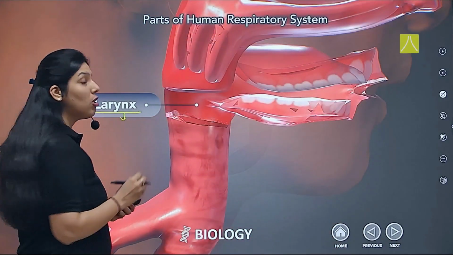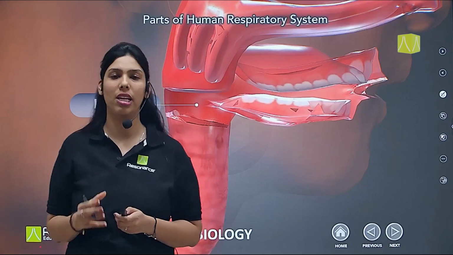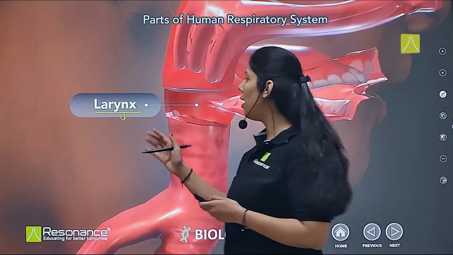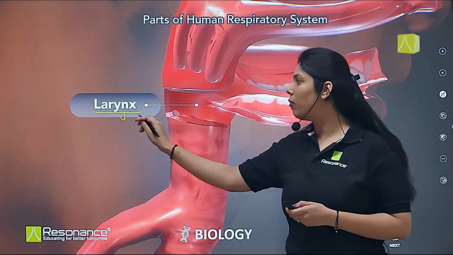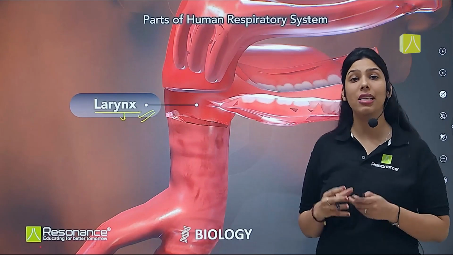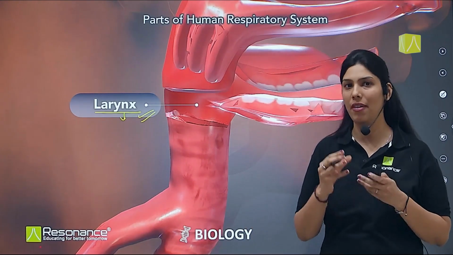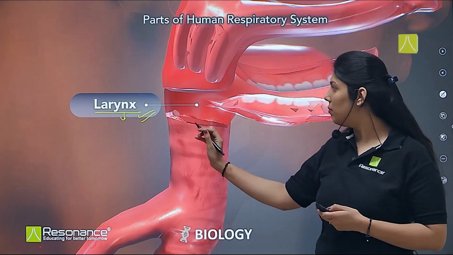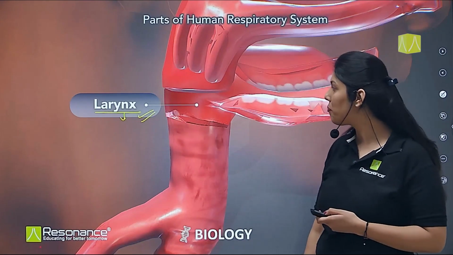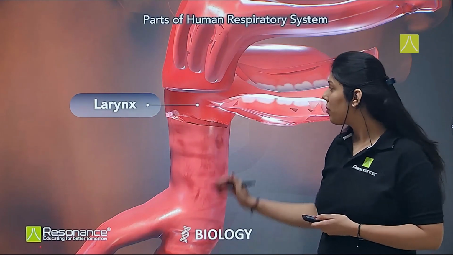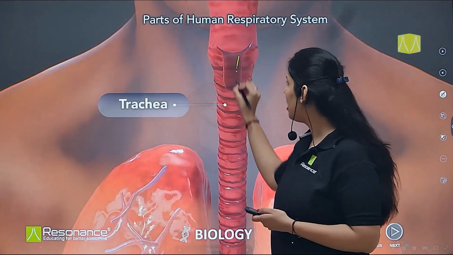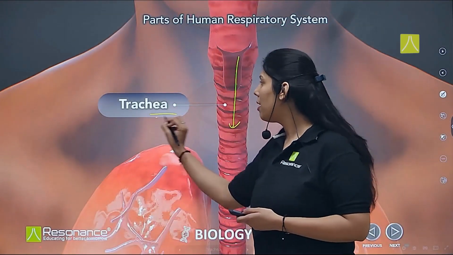Then from the nasal cavity, the inspired air goes to the next part, which is your larynx. Larynx is also known as the voice box. It generates the voice; through this the voice is generated. Larynx is very prominent in males, which is also known as Adam's apple, if you have read somewhere. Then from the larynx the inspired air comes directly into the trachea.